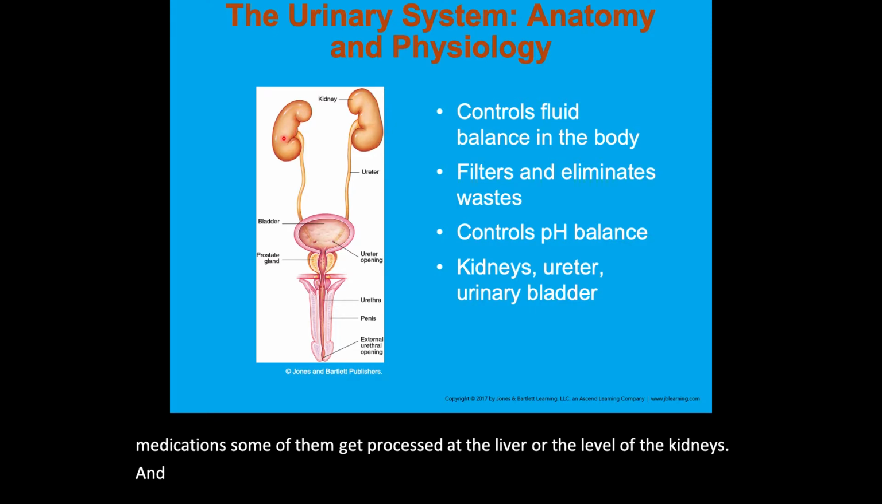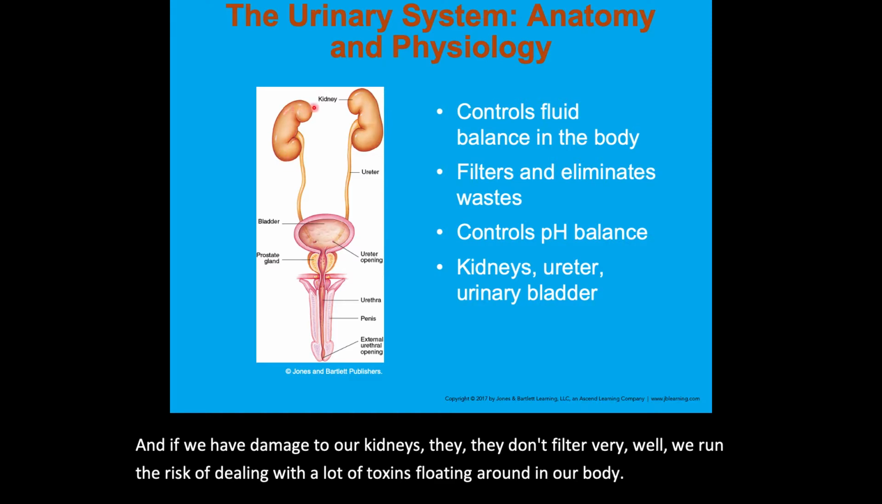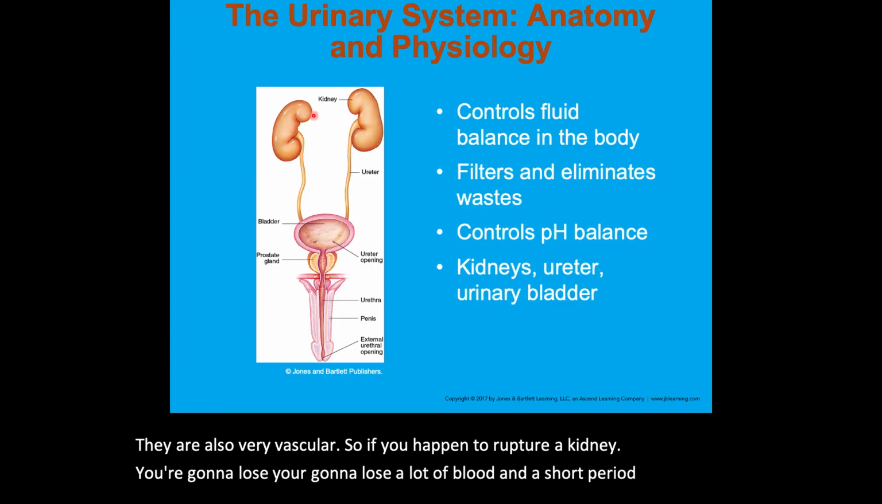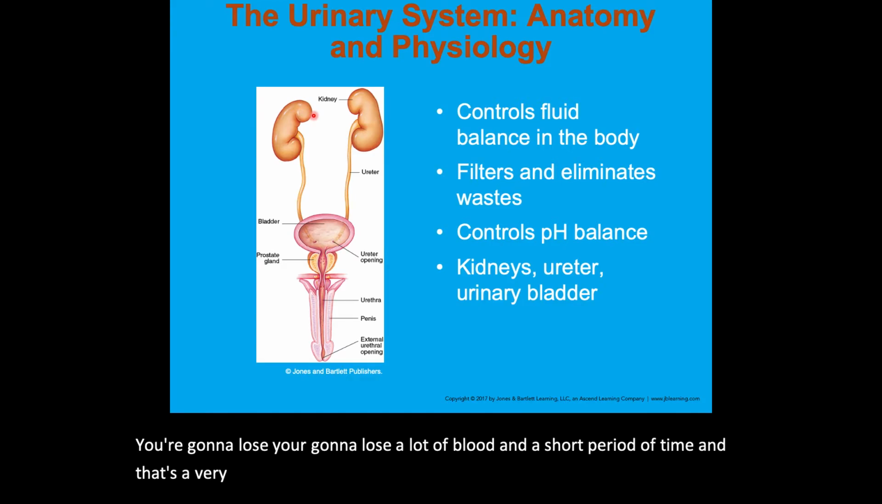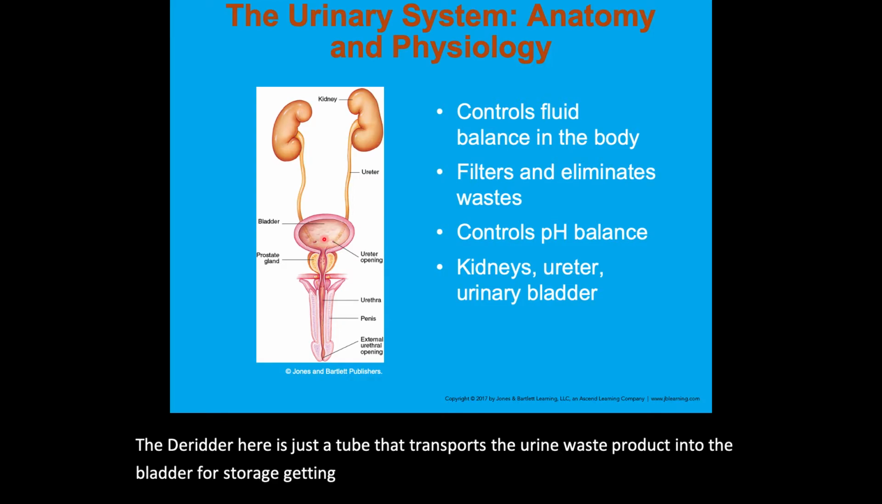And if we have damage to our kidneys, they don't filter very well, and we run the risk of dealing with a lot of toxins floating around in our body. They're also very vascular. So if you happen to rupture a kidney, you're gonna lose a lot of blood in a short period of time. And that's a very dangerous situation to have. The ureter here is just a tube that transports the urine waste product into the bladder for storage, getting ready for removal.